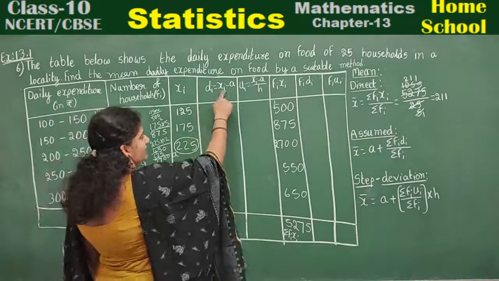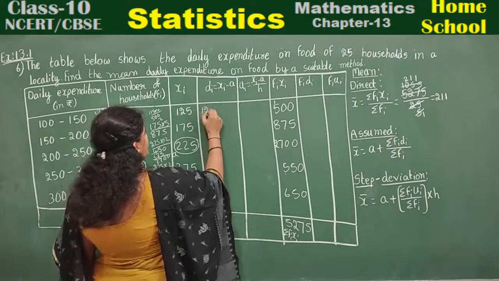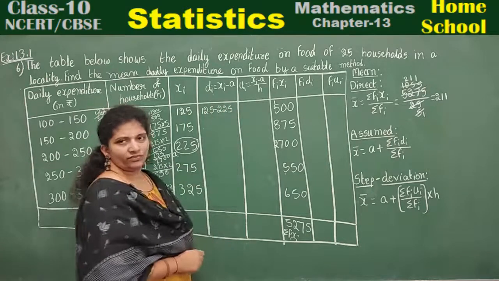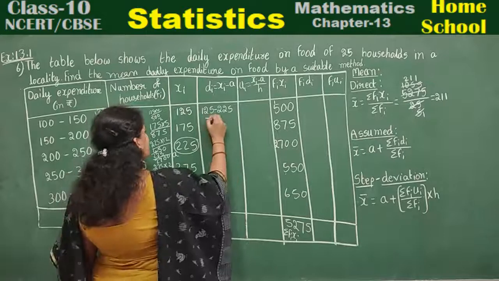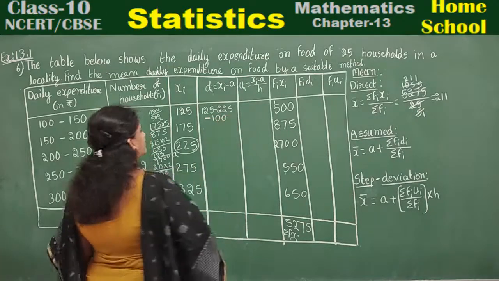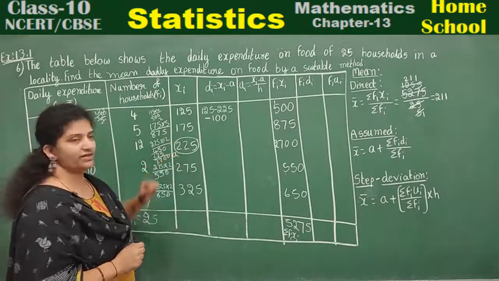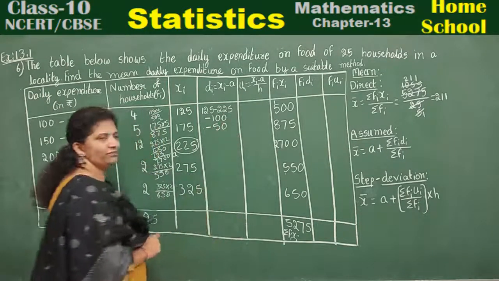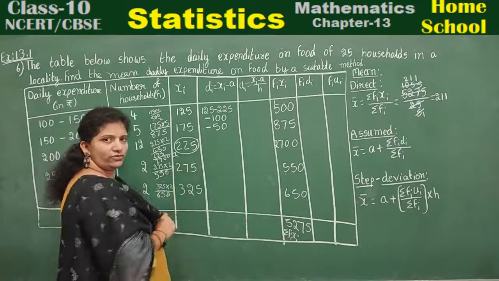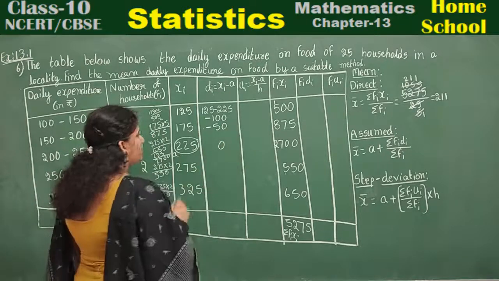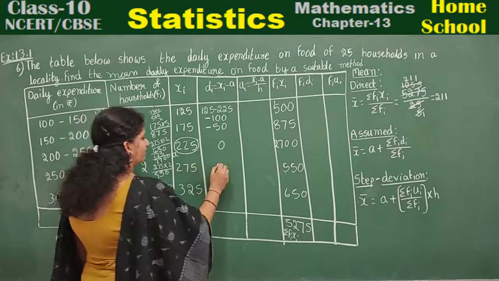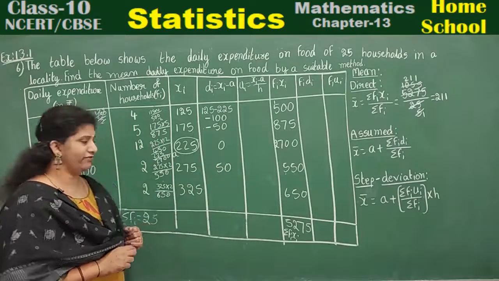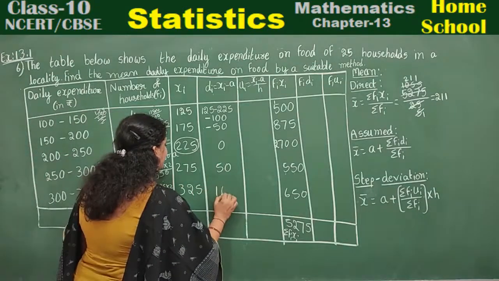Di, the deviation, is Xi minus A. That is 125 minus 225. 125 minus 225 is how much? Minus 100. Next, 175 minus 225 is minus 50. Next, 225 minus 225 is 0. 275 minus 225 is 50. 325 minus 225 is 100.